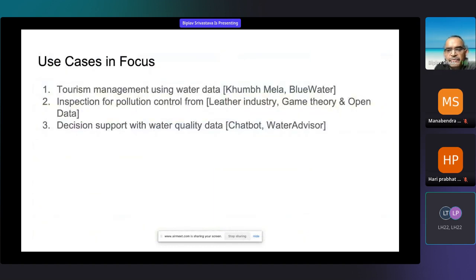So in this section, I will focus on three use cases which we have worked on. The first one is on tourism management using water data, so what to do during Kumbh Mela, for example. This is work which I was involved with around the 2015 to 2017 timeframe, using a platform called Blue Water, which we developed while I was at IBM Research. Then I'll talk about inspection of polluting industries, how to figure out good ways of inspecting polluting units. This work we did around the 2017 timeframe. And finally, I will talk about decision support with water quality data. This is a chatbot which can help guide people based on what activity they are interested in. This is ongoing work we are doing both in India and the US.